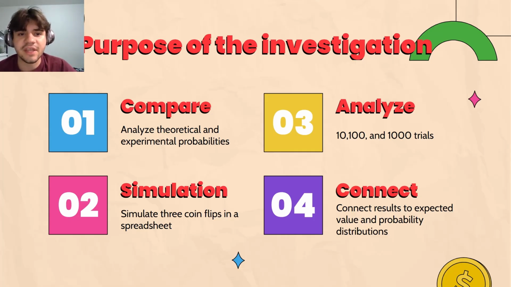So the purpose of the investigation is to compare and analyze theoretical and experimental probabilities, as I've already said. And I'm going to simulate this using a spreadsheet to create the three coin flip trials. And there's going to be a set number of trials, like 10, 100, and 1,000 trials, for example, just to show how theoretical and experimental probabilities work, mostly about experimental in the simulation part. I'll be making a histogram to show the random values from the experimental probabilities. I'll show that a little bit more later.